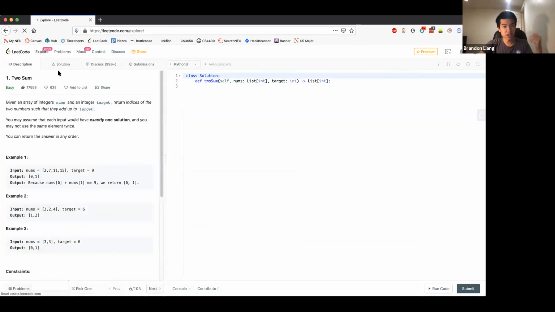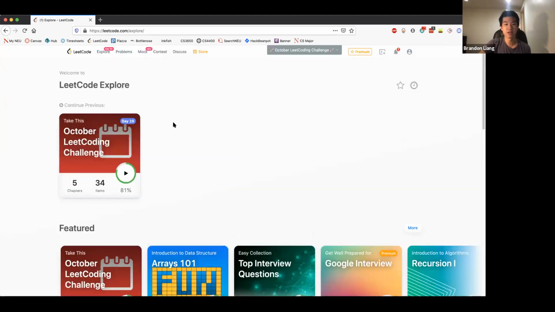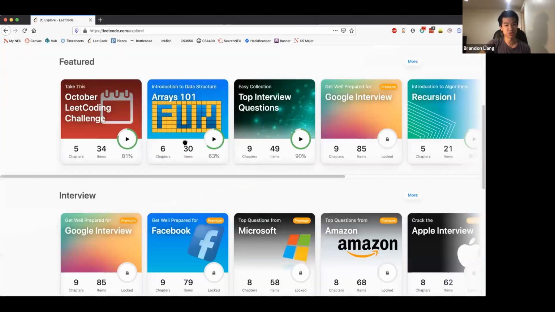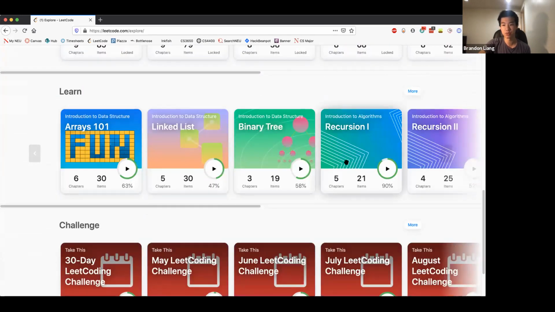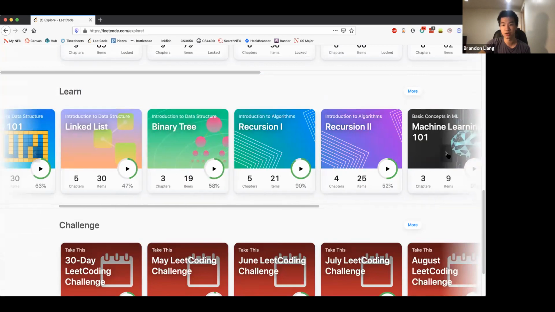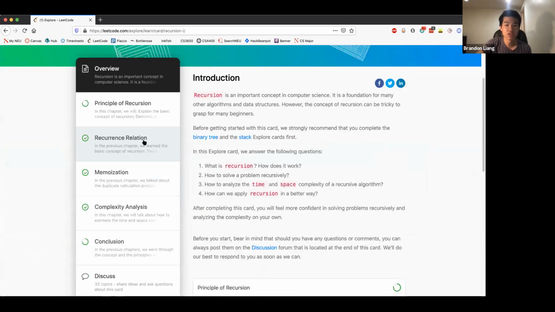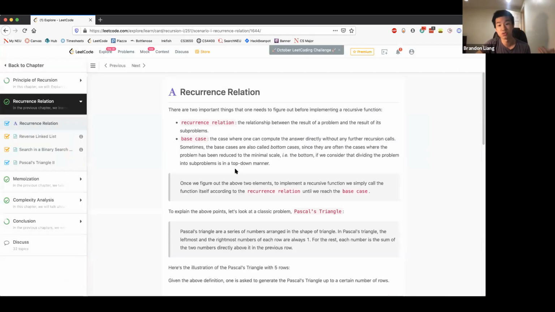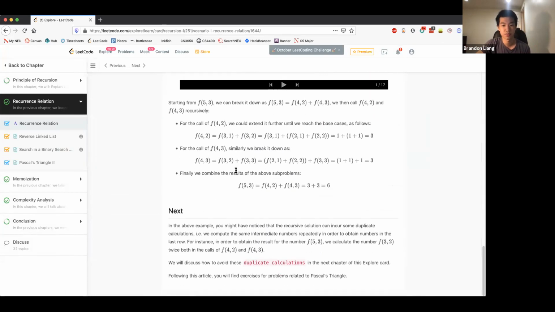So besides problems, if you're starting out, I would also recommend the LeetCode Explore section because there's this really nice learn category where you can solve problems by category. And there's even, let's say we go to recursion, there's even some articles you can read that might help you recognize patterns in these problems.